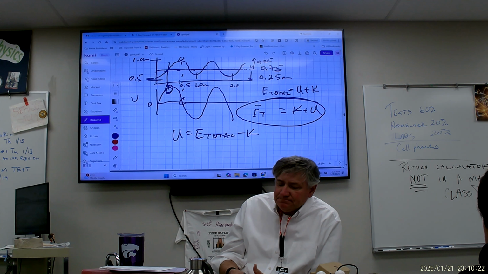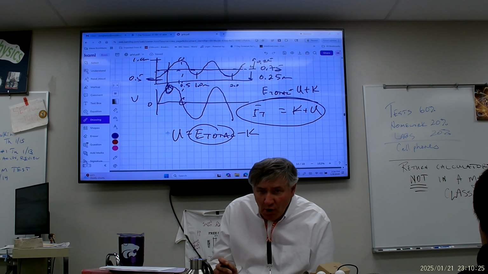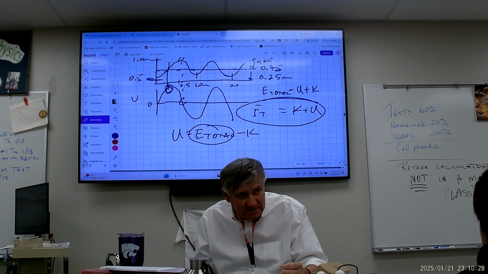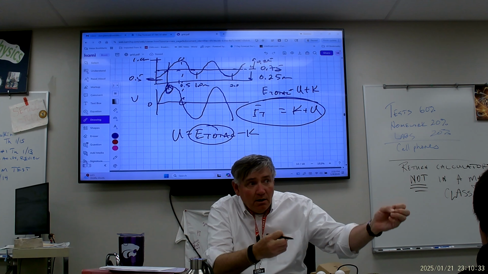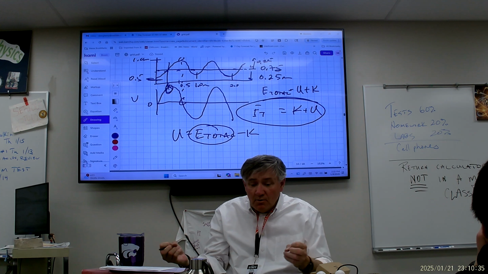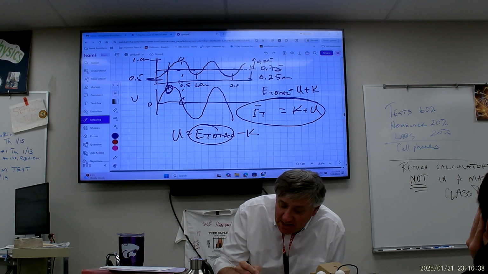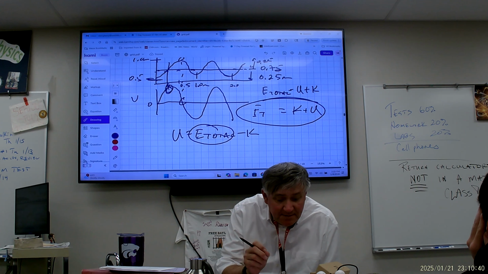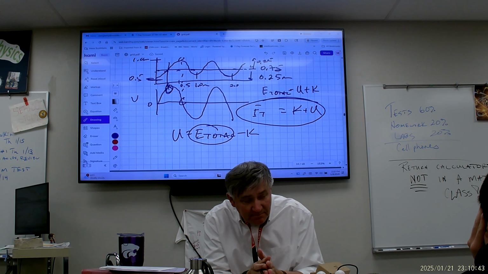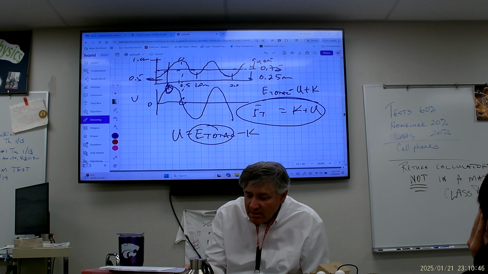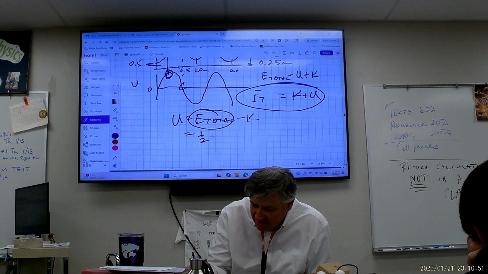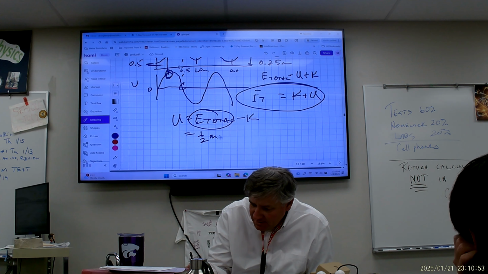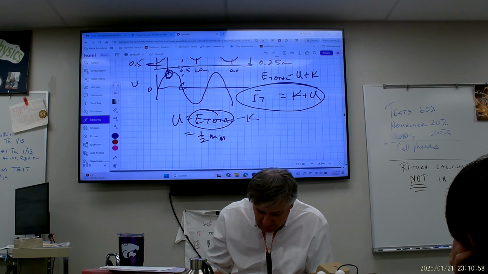Now, here's the story. But E total could be one of 2 things. It could be either all U, or it could be all K. So, because of the fact that they're talking about setting this equal to V max, right? What are you going to be talking about? The kinetic side of this. So we can set this E total as 1/2 m V max. Hold on.